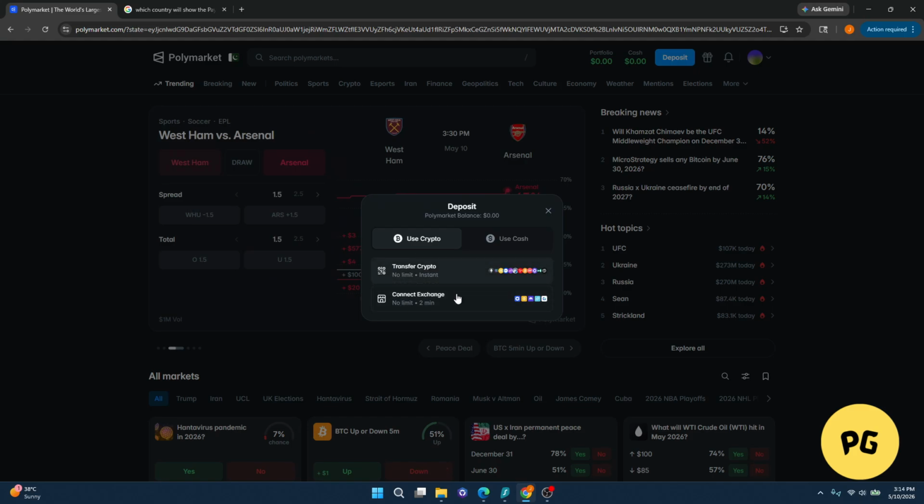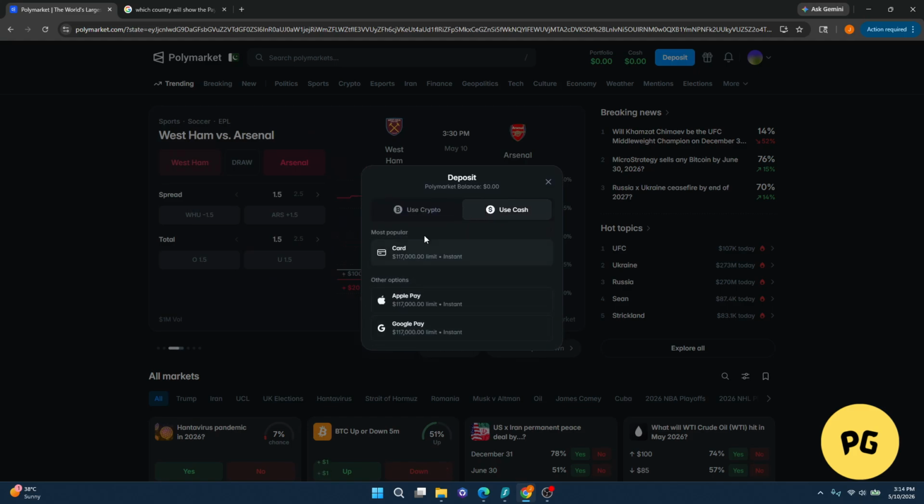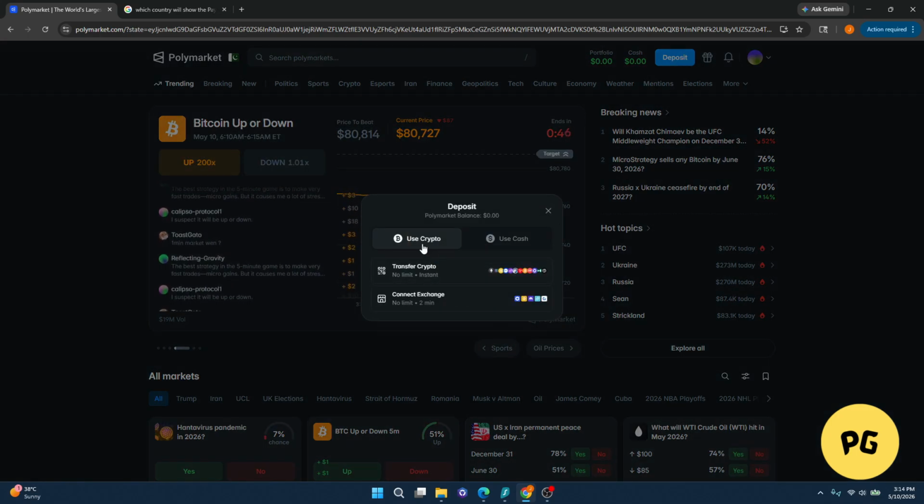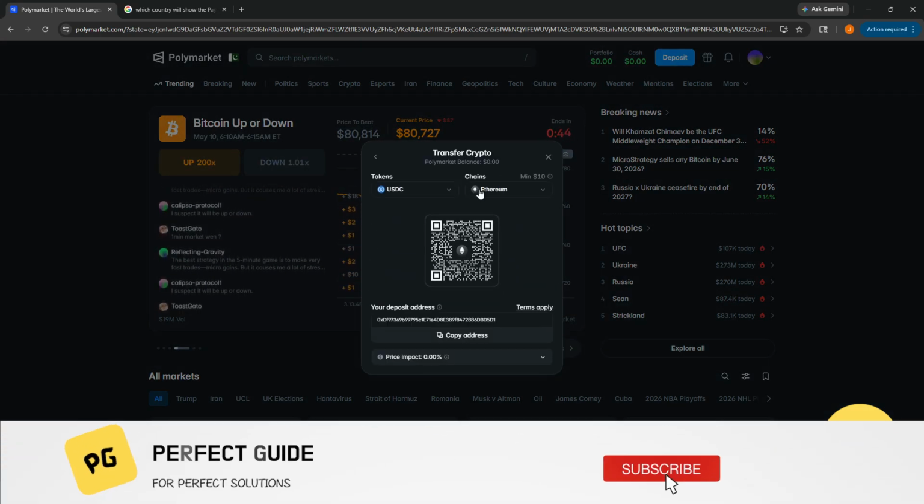Once your transfer is completed and confirmed on the blockchain network, your Polymarket balance will update automatically. After that, you can start participating in markets, trading shares, and using the platform normally.